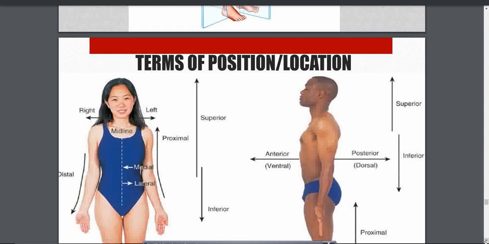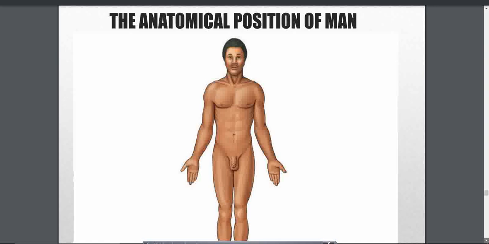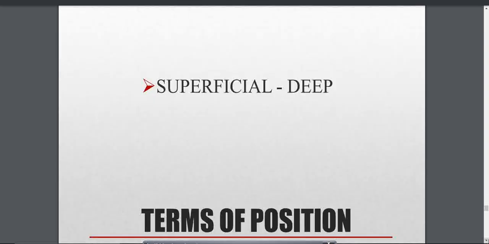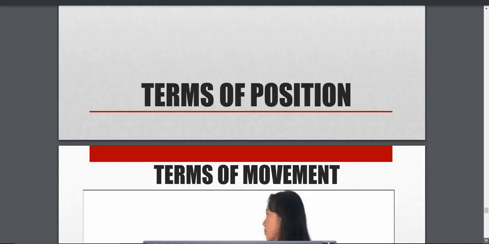Terms of position and location. So you need to know this one. Terms of position, just like superior means upward toward the head, inferior lower toward the legs, anterior toward the front or away from the back, posterior the backside. I'm sure these ones you're already informed about because you need to know them. Superficial is outward, deep is the opposite of superficial.